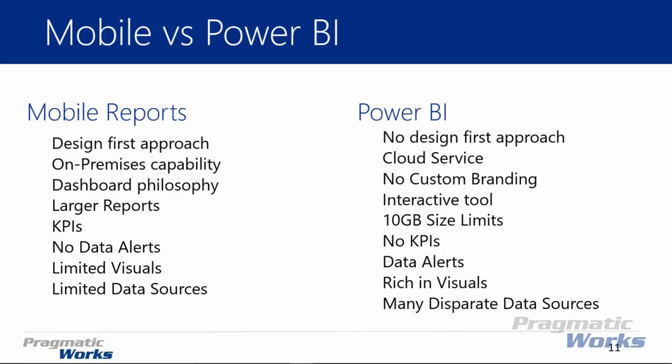Mobile reports do not have data alerts. So when you're working with Power BI, you have the flexibility there to set up data alerts and get alerts when something happens in your business or in your data, and you'll get an alert on your mobile device. The mobile reports currently do not have that. Now, if you're working in reporting services and building those paginated reports, you have subscriptions, of course, those are still available, but we don't have data alerts yet on those mobile reports.